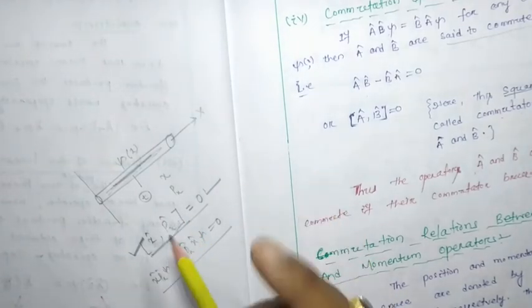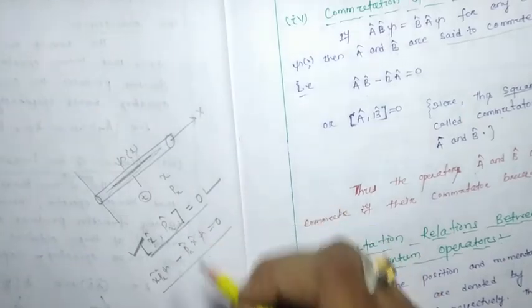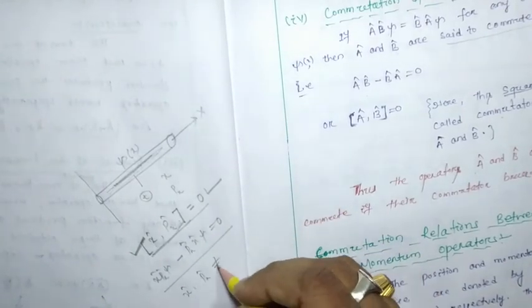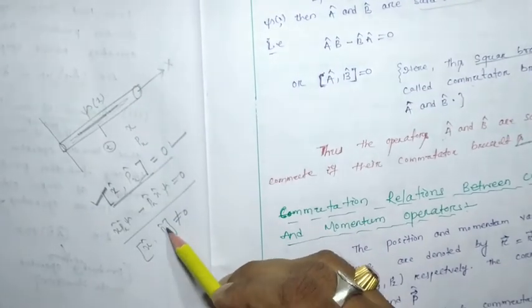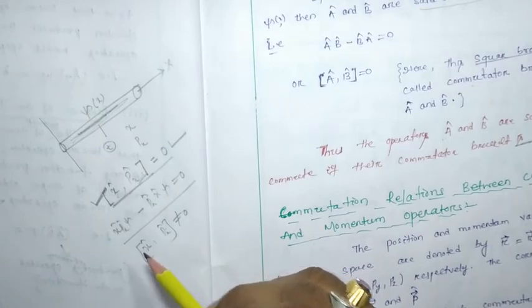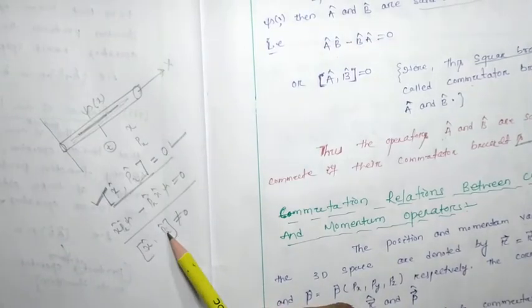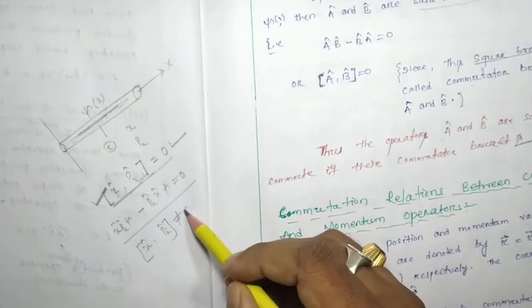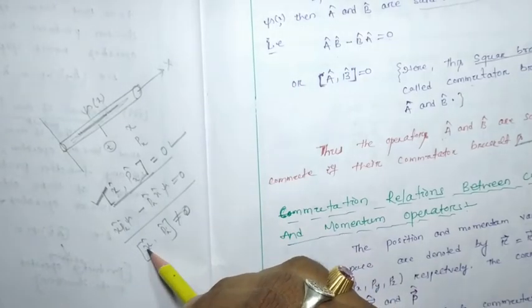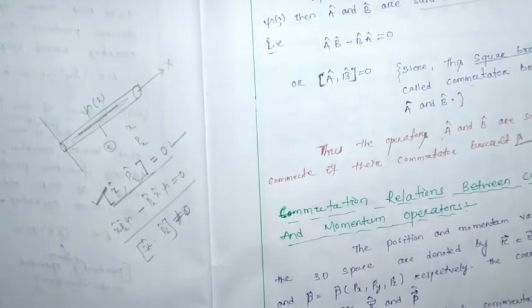If it is not so, suppose the commutation of x̂ and p̂x is not equal to 0, where x̂ is the representation of the position and p̂x the representation of the momentum. That means position and momentum cannot be defined accurately at a time. That means the two operators corresponding to the physical observables do not commute with each other, or we can say both are not compatible with each other.